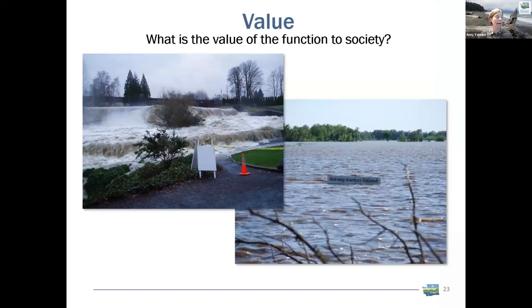The value questions ask about the value of the function to society. For example, a wetland that provides flood protection is more valuable. Is flooding occurring downstream? If you fill a wetland upstream, the flood storage is lost. So in these pictures on the left, you can see the Deschutes River flooding over its banks. And on the right is a sign that says Restoring America's Wetlands that was placed in the middle of a wetland that was restored on the Mississippi River that is now doing a lot of work for flood protection.